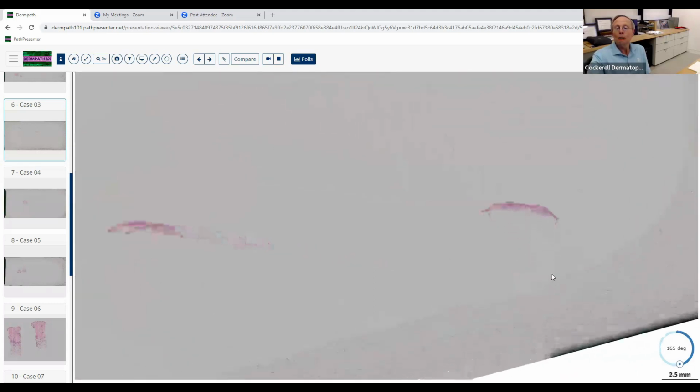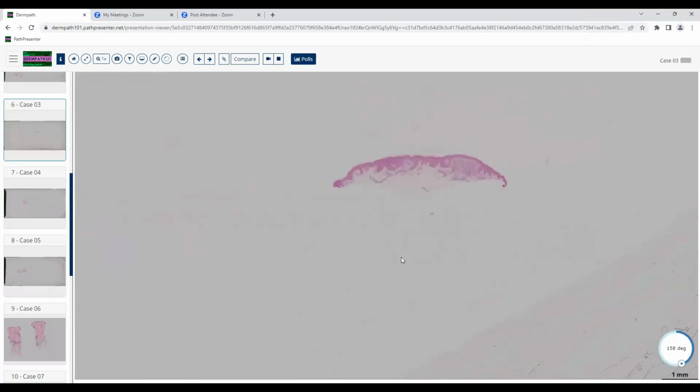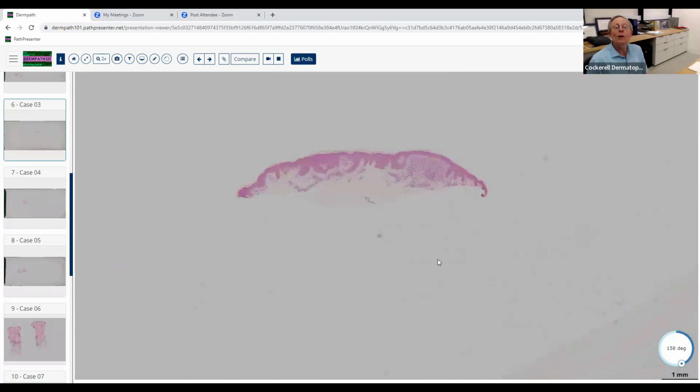Little cute biopsy that's fairly small, right? Cute little shave. But this is the kind of thing that you very well could encounter on the board examination. I hope so. This is almost pathognomonic here.